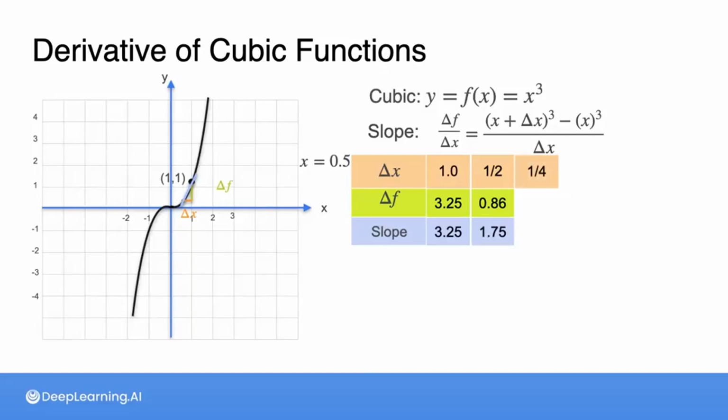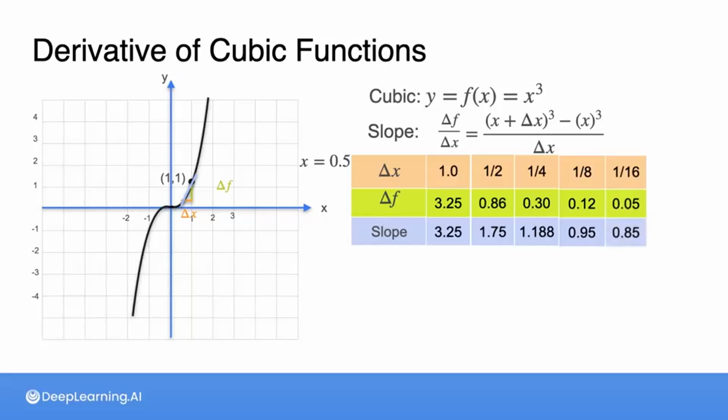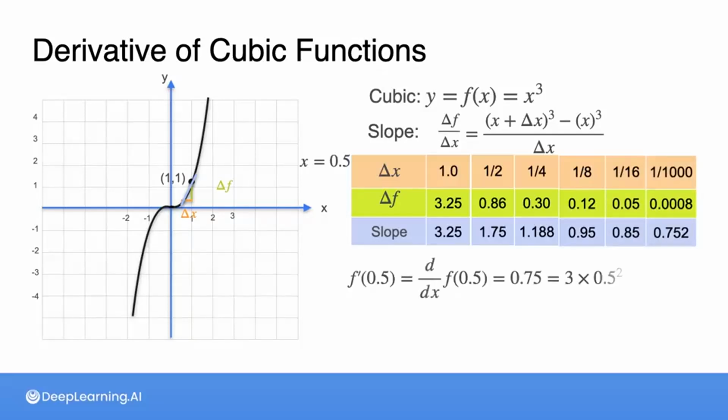And I'll do the calculations quickly, but I invite you to do them on pen and paper if you'd like. Delta f here is 0.3 and the slope is 1.188. For 1/8, then delta f is 0.12 and the slope is 0.12 divided by 1/8, which is 0.95. For 1/16, we have a slope of 0.85. For 1/1000, we have a slope of 0.752. And as you see, these values tend to converge to 0.75. And that's actually the value.